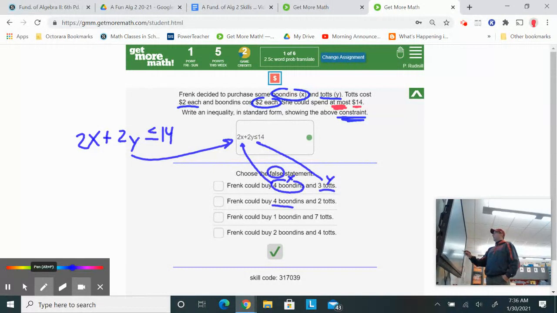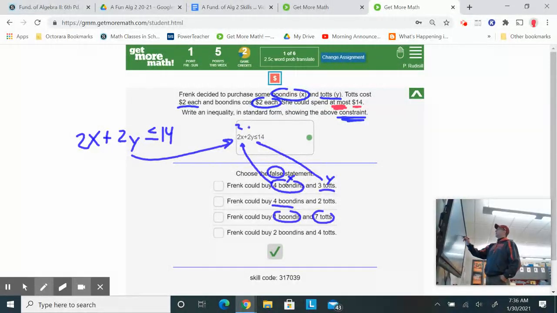So you buy 1 Boondin. So you put 1 in for the x. That would give you a 2. Then you put 7 in for the tots. 7 would be the y. 7 times 2 is 14. And we add those together, you get 16. 16 is not less than. So that's the one we're probably going to go with.